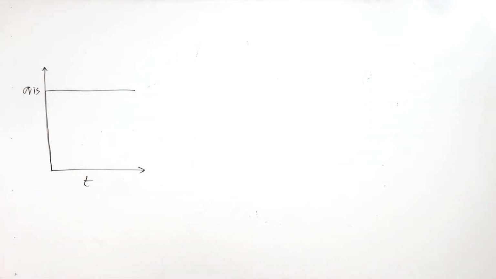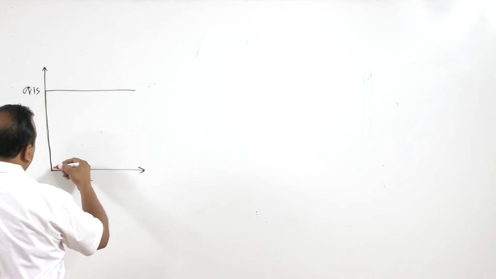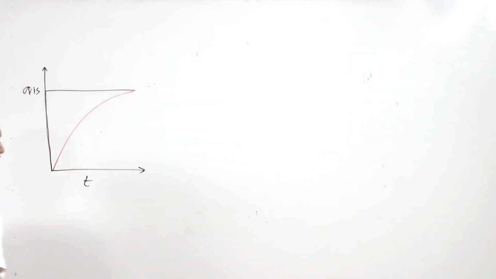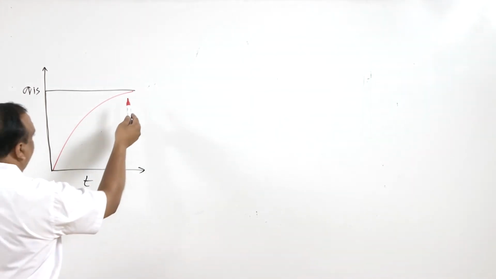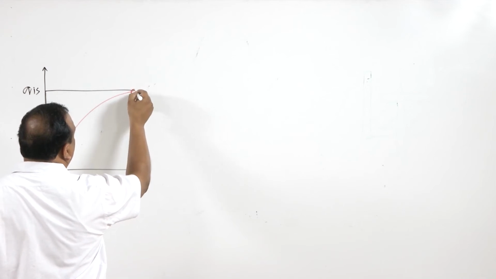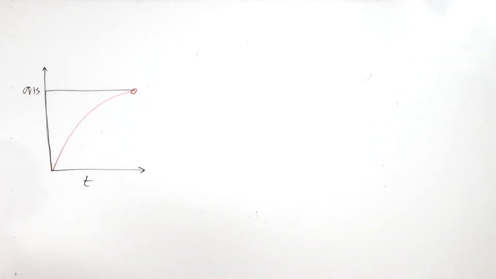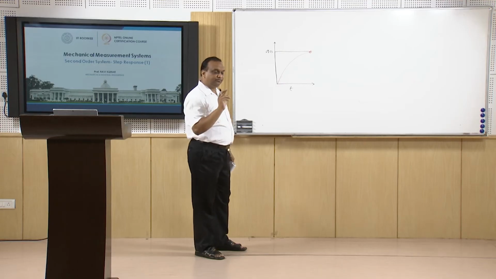This is the step input. If you remember, for the first order system we drew the characteristic curve for the response like this. After a certain time interval, maybe 4, 5 or 6 time constants, or nearly 5 time constants, this becomes almost equal to this, so the dynamic error is reduced to almost 0. But in this case the situation is different, because here in vibrations we have considered the natural frequency also, and there is a frequency of the damped vibration also. All those things will be discussed here.